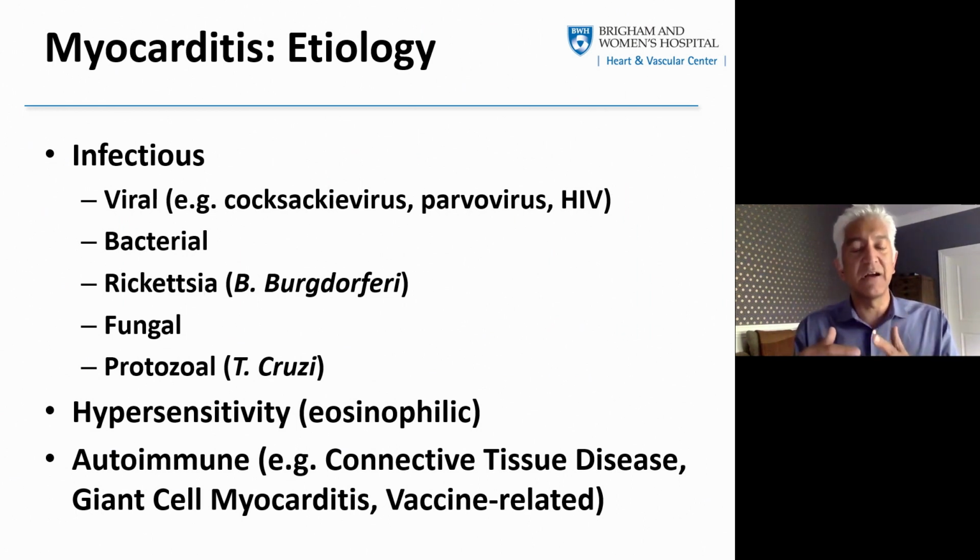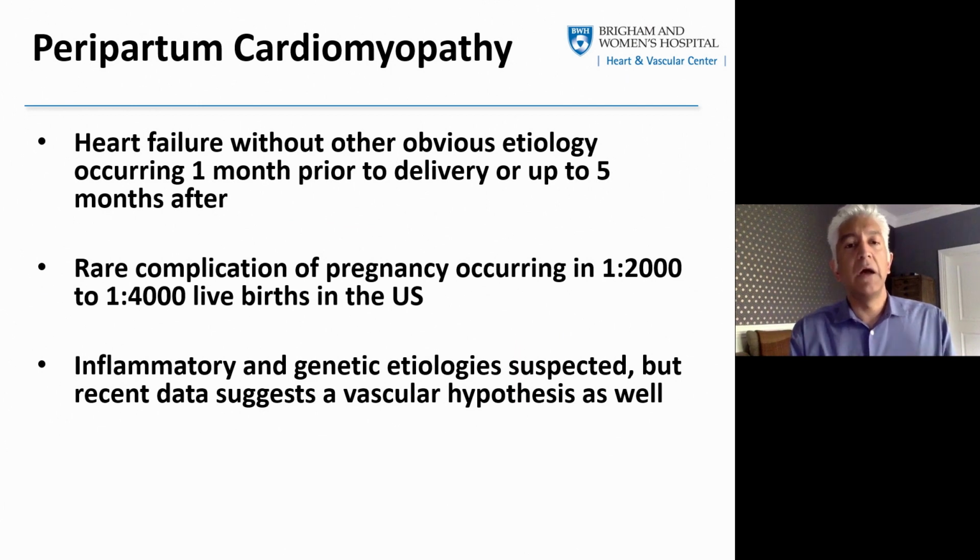In Latin America, trypanosomiasis with Trypanosoma cruzi infection is a major cause of Chagas disease, behind ischemic heart disease, the leading cause of cardiomyopathy in patients where this disease is endemic. And a few other things to consider: hypersensitivity myocarditis, drug-induced or eosinophilic, and autoimmune diseases, which can be associated with autoimmune myocarditis.